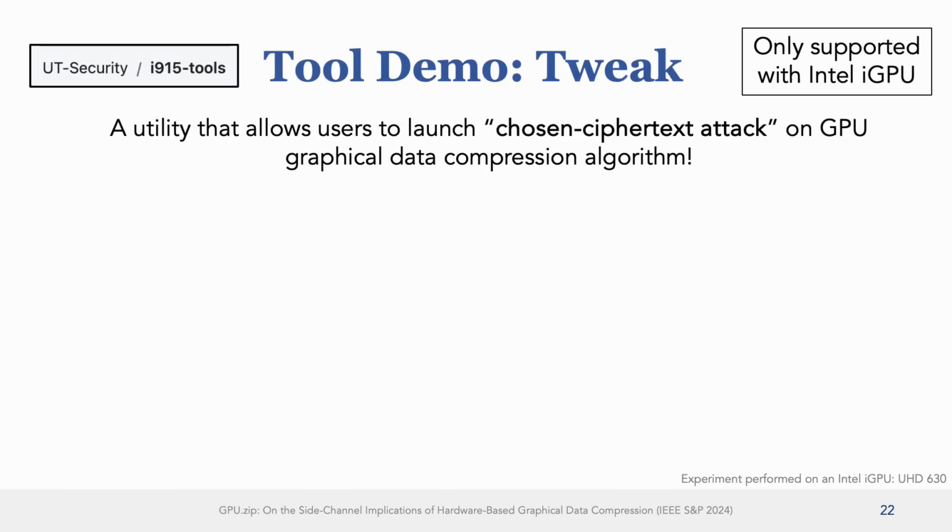The tool we built is called i915 tools. We provide three functionalities: dump, decode, and tweak. I'm going to showcase the tweak functionality, which is also the most interesting one. The tweak functionality allows the user to extensively interact with the compression algorithm and efficiently launch a chosen ciphertext attack on the GPU graphical data compression.